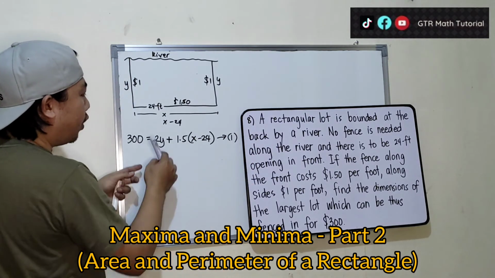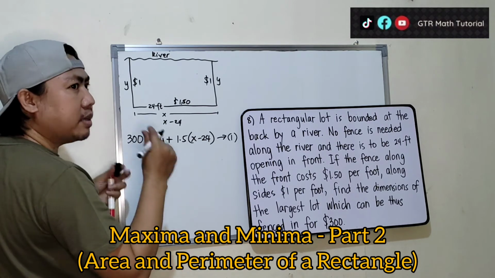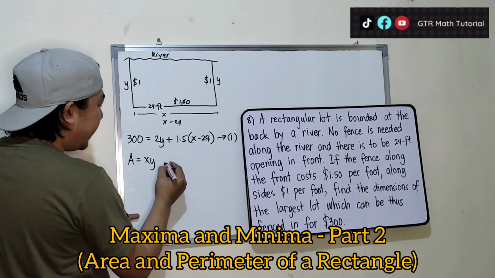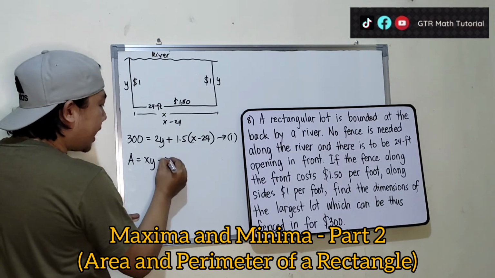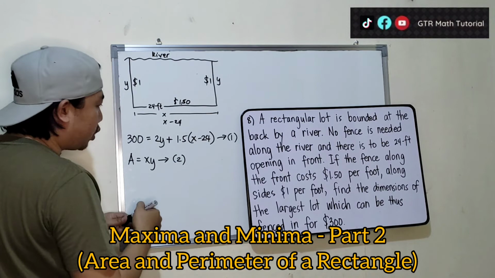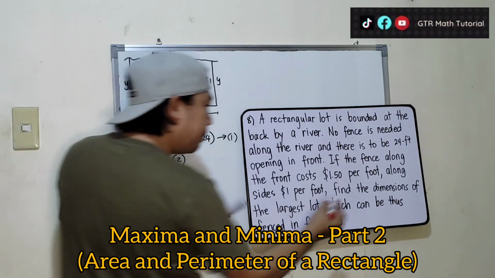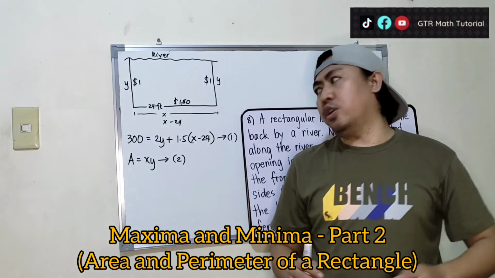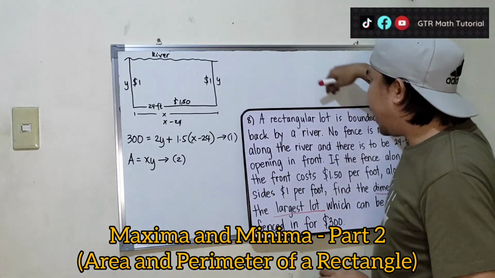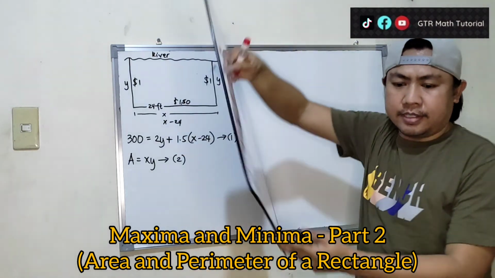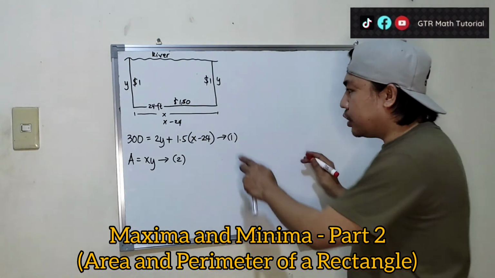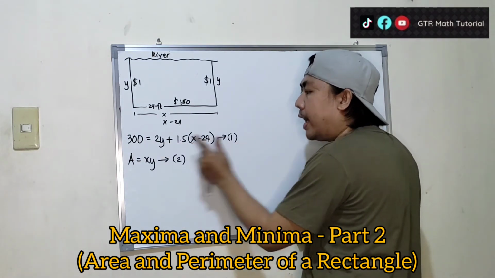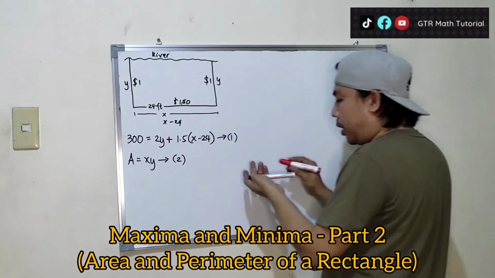So we're going to solve for y in this equation and then we want to maximize the area. So the equation that we're going to differentiate is A equals xy. So this is our equation number 2. So find the dimensions of the largest lot. So we need to solve for x and y. Okay? So let us solve for x and y. So using the two equations, solve for y in equation number 1 and then after solving for y, substitute it in equation number 2.